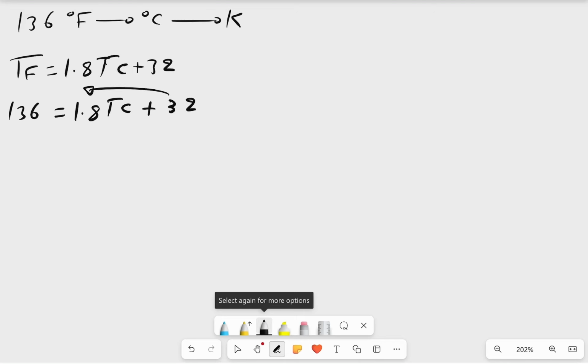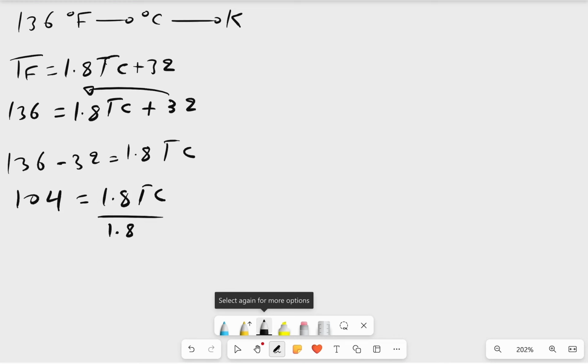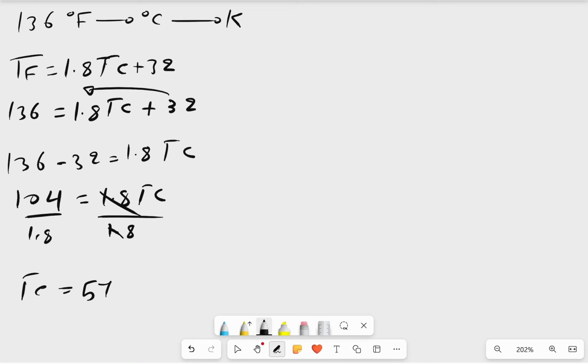We have Fahrenheit equal to 136, which is equal to 1.8 TC plus 32. Move this 32 to the other side, so this becomes 136 minus 32, which is equal to 1.8 TC. This becomes 104, which is equal to 1.8 TC. Divide both sides by 1.8, it cancels, and TC is approximately 57.8. So 136 Fahrenheit is equal to 57.8 Celsius.